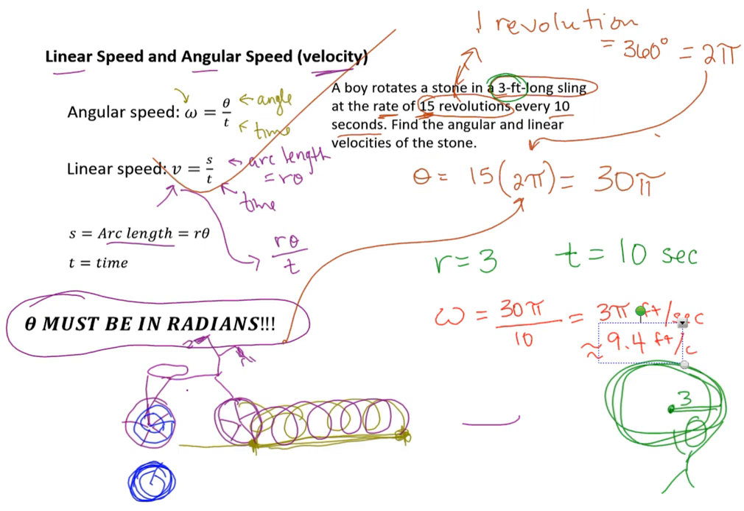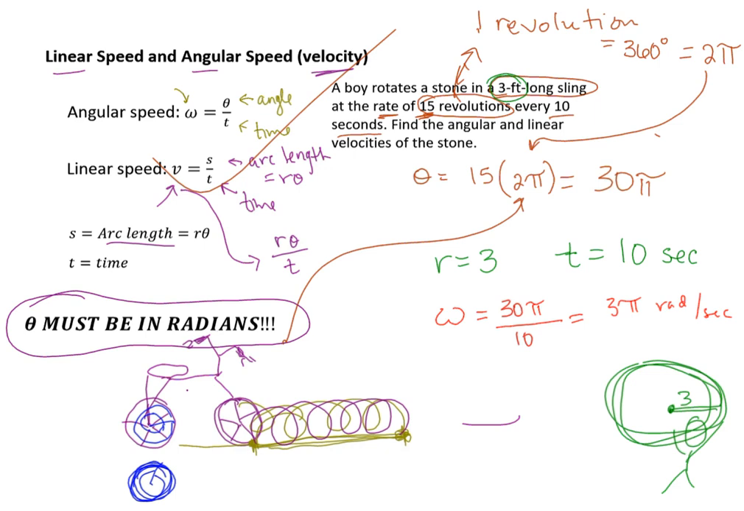Oh, I'm sorry. Angular speed is talking about the angle. So it would be 3 pi radians per second, not feet per second. So 3 pi radians per second. There's no radius involved in this. I got myself confused because the radius is 3, but this also reduced down to that. 3 pi radians per second.